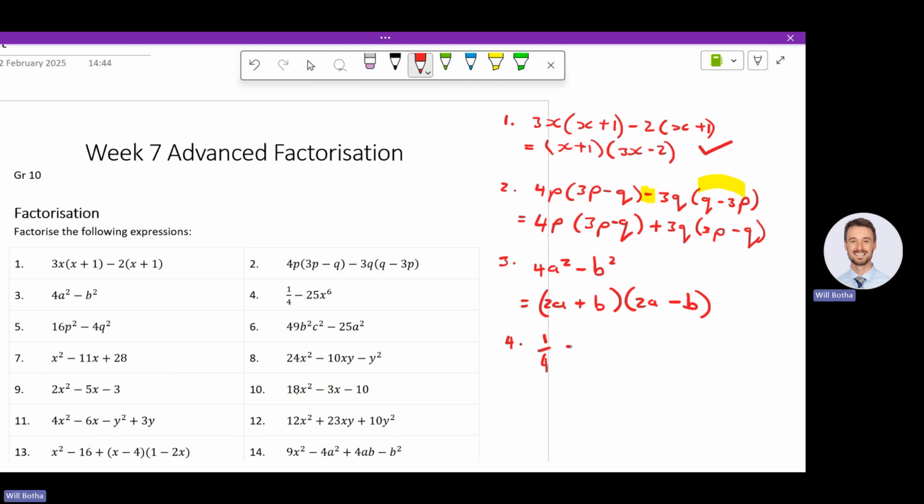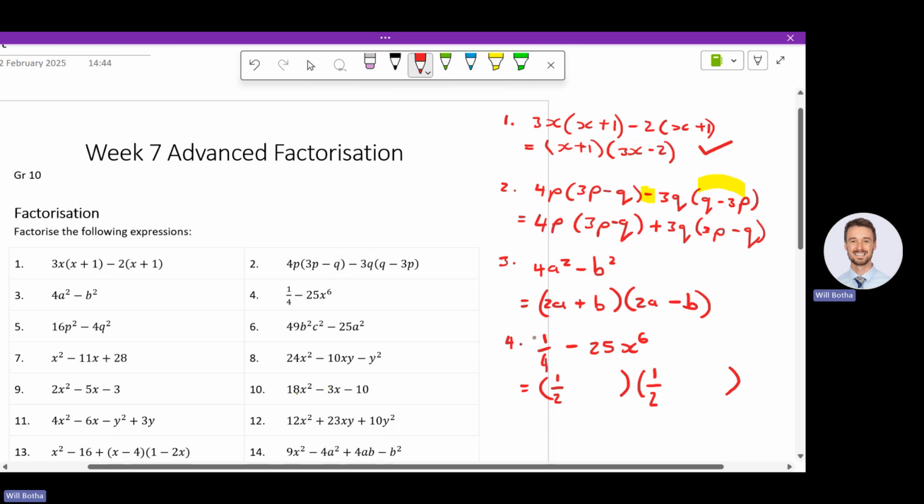Number 4, this one's for Hannah. I know this one is difference of squares as well, because 1/4 is a complete square, and 25 is a complete square, and x to the power 6 is a complete square. So what is the square root of 1/4? We are quite dependent on our calculators, but it is a half. A half times a half is a quarter. And then I will have plus 5x to the power 3 and minus 5x to the power of 3.